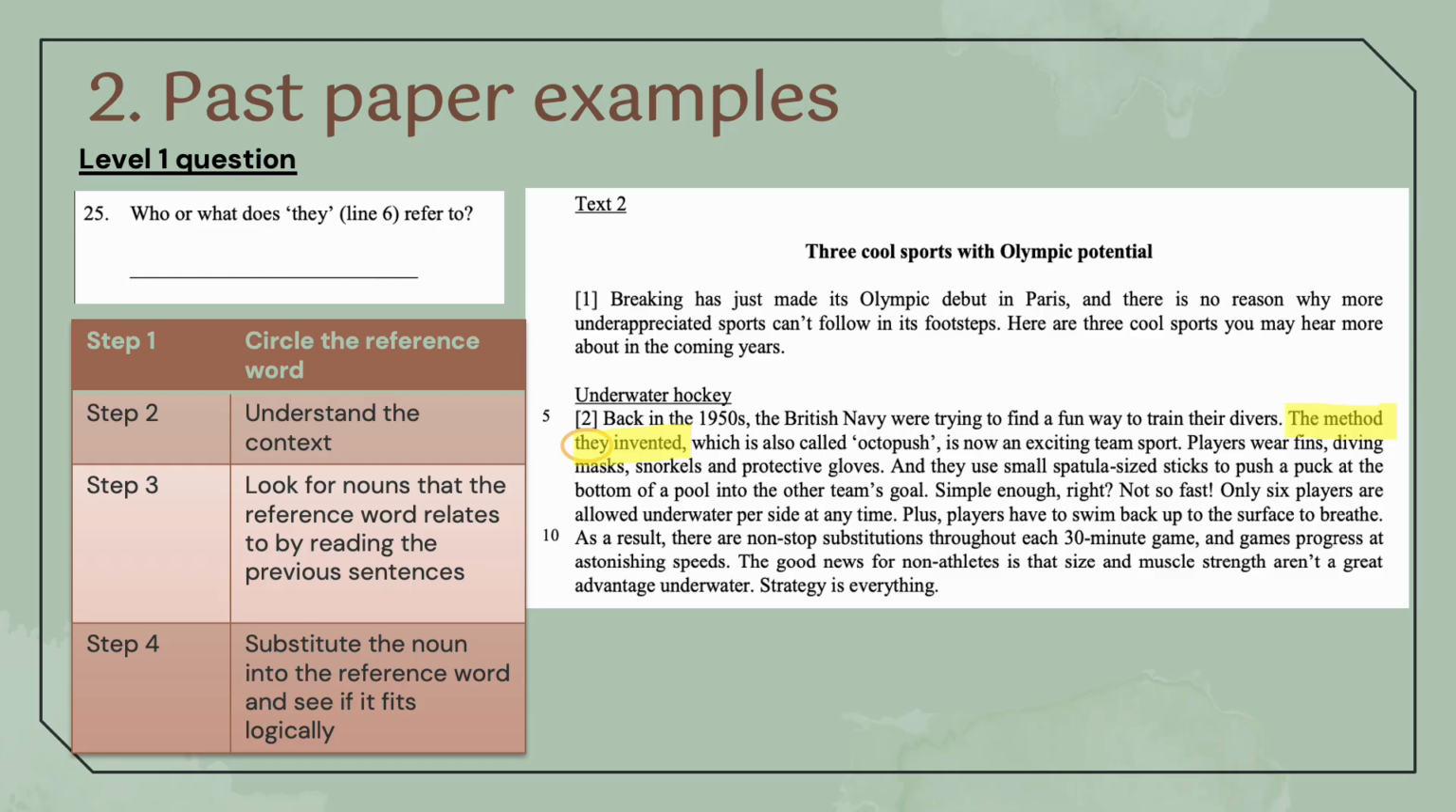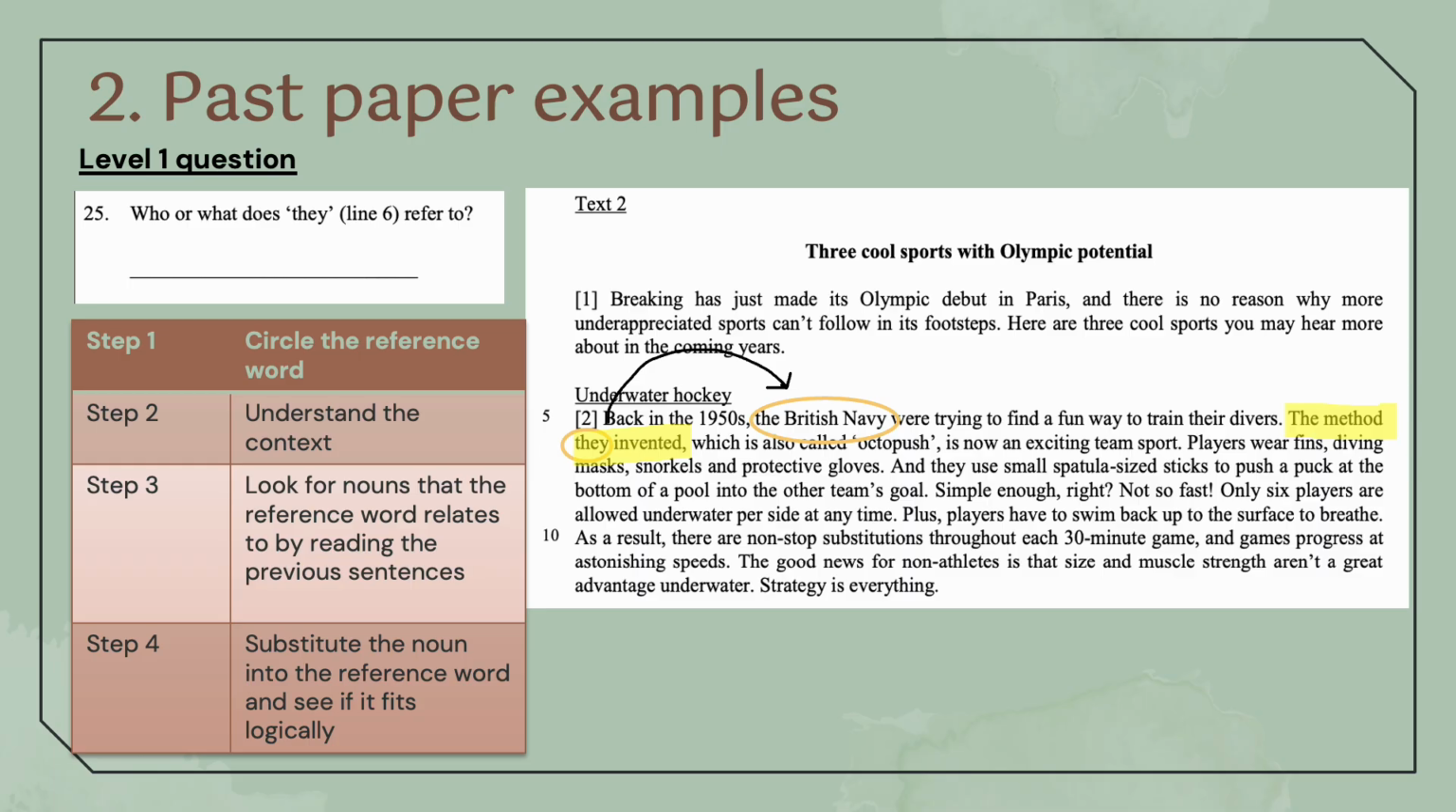In step number 3, we have to look backward. It is the key because the answer is almost always in the previous sentences. So now we have to look and also read the previous sentences and look for the nouns. By following this rule, we can find out the noun in the previous sentence, which is the British Navy.